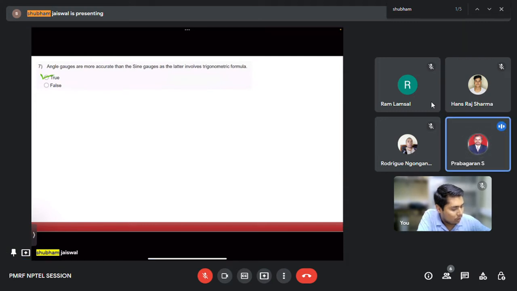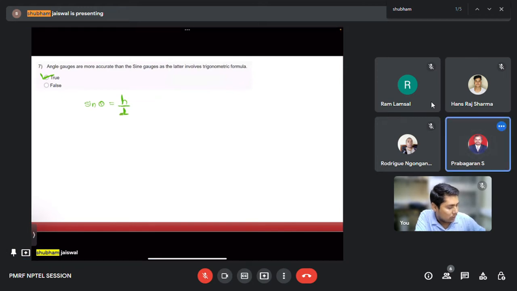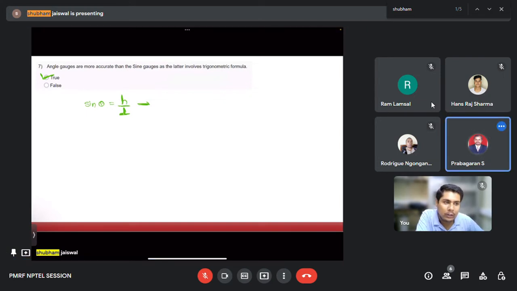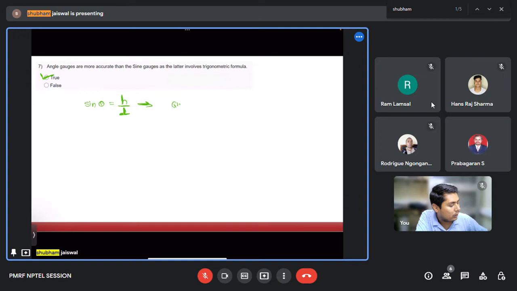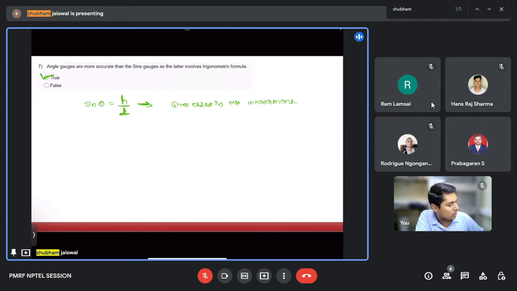It's true, because the sine bar calculation also, as we can see, is sine theta equals h by L. It depends on the trigonometric formula, meaning how many digits we consider, that is mathematics. That's why it gives the error. Yes, sir. Error in our calculation. So this is just a simple question. Yes, sir. Thank you.